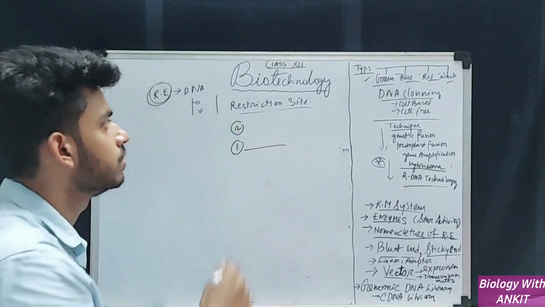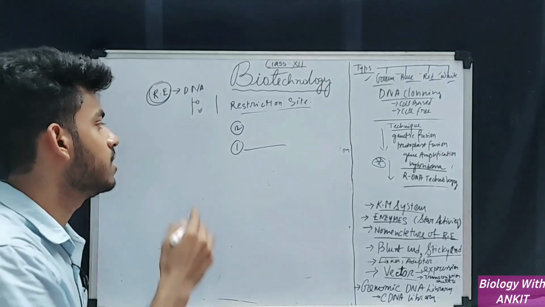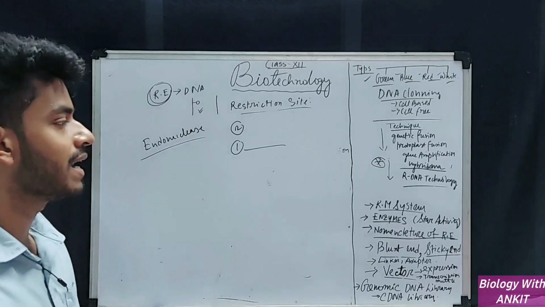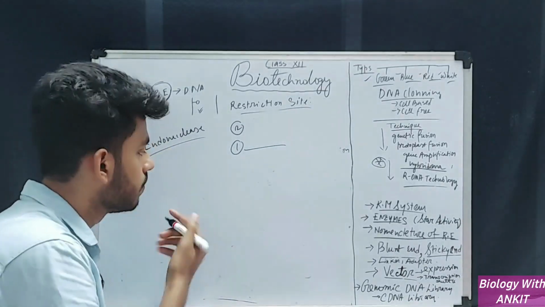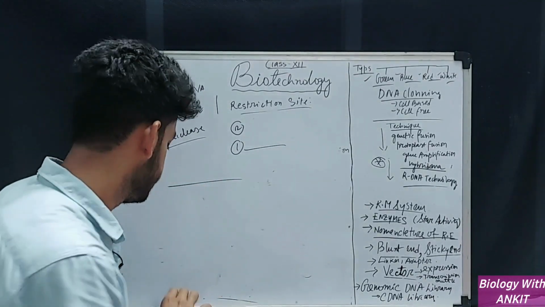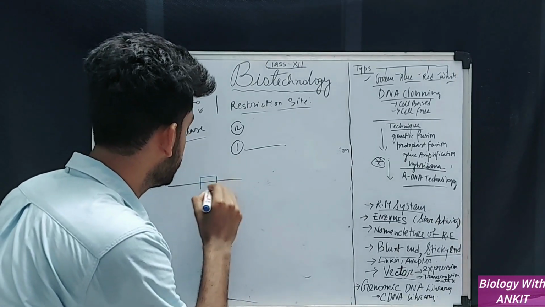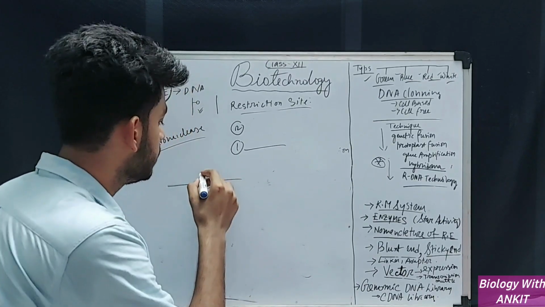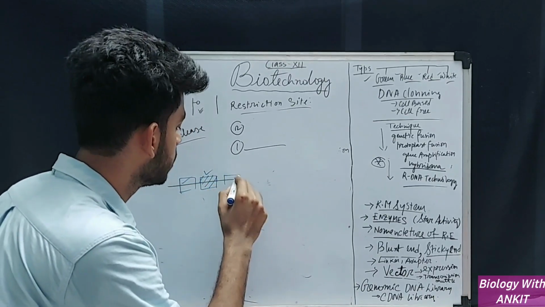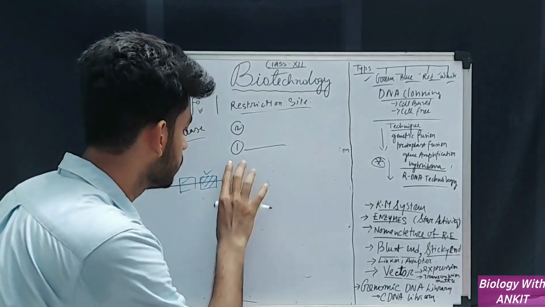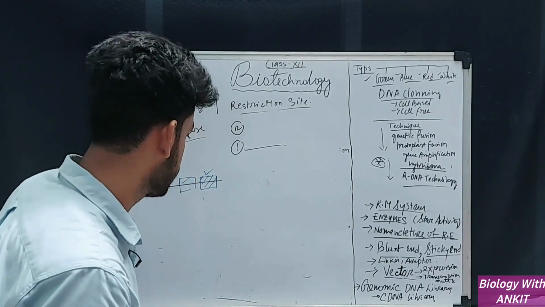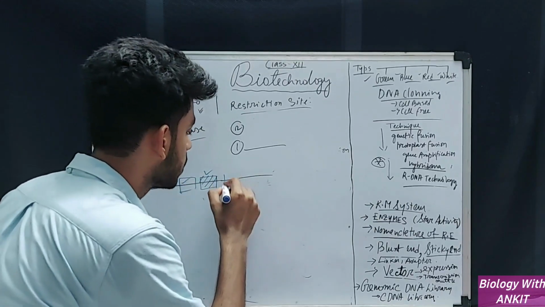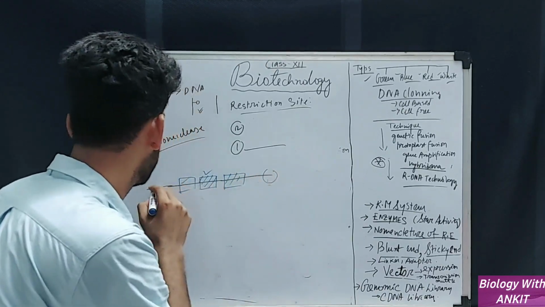The first reason is that it is an endonuclease. I am using the term restriction endonuclease. So what is an endonuclease? An endonuclease cuts the DNA at internal sites. Internal site means it can cut here, it can cut here, it can cut here. Okay, no, it will not cut here. It can cut here, but not at the ends.